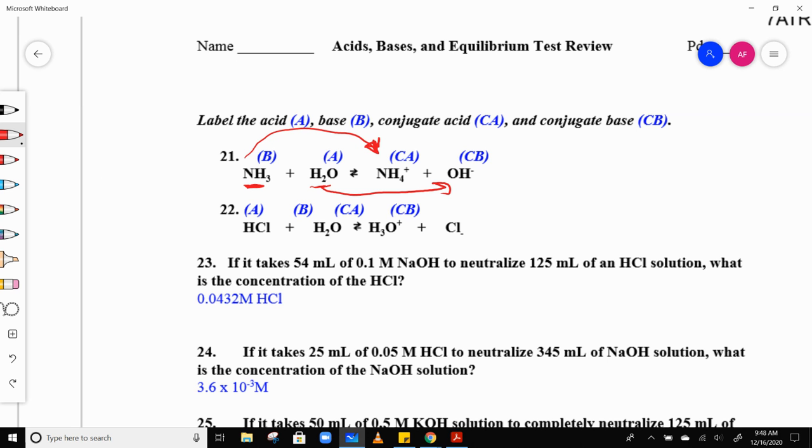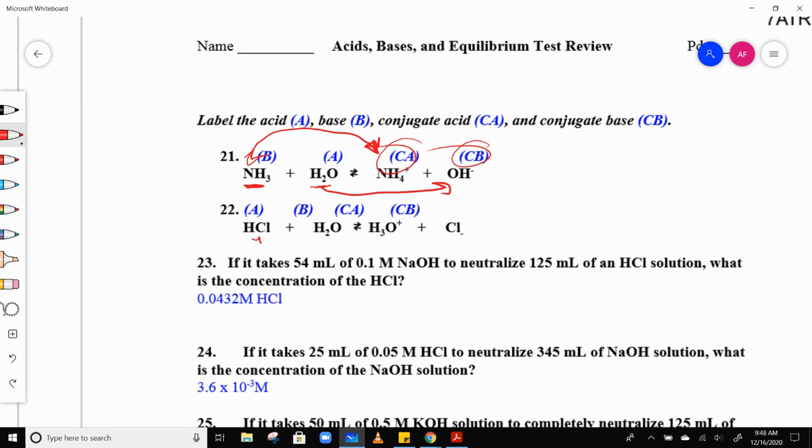products. Okay, so then if you look at it backwards, NH4 plus to NH3 gives up an H plus, therefore it's the conjugate acid. OH minus to H2O takes on an H plus, therefore it's the conjugate base. Okay, similar thing for number 22 here.